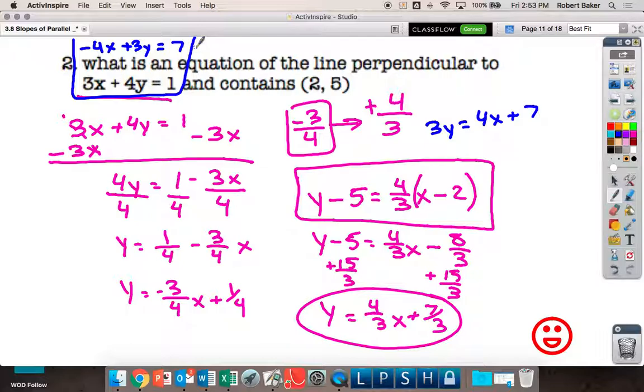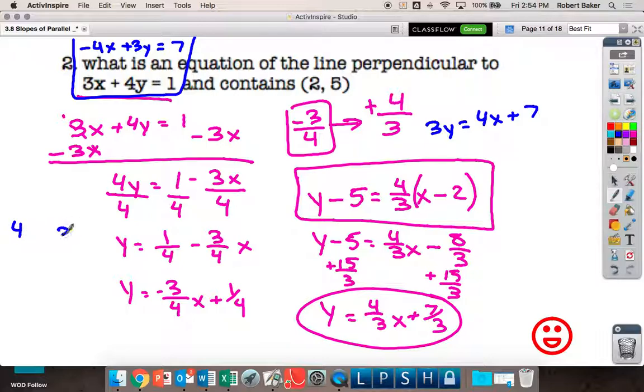But if it's in standard form, doesn't it have to have a positive a? So you change it to 4x minus 3y equals negative 7. But do you see the relation? It was 3/4. Pretty cool, right? Now, if you knew that you could switch the numbers and change one sign, because it's in standard form, change the numbers.